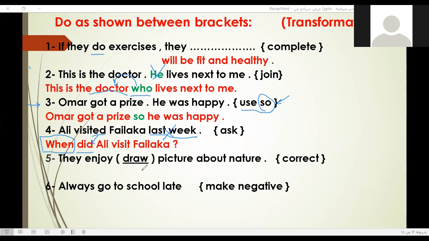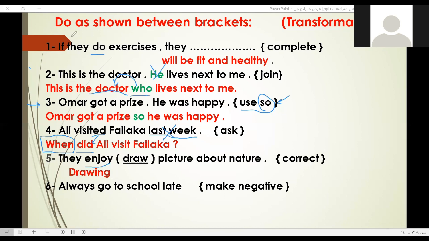Now, can you correct the word draw here? They enjoy draw picture. So what should you do with the draw? We should add ing. Why? Because when you say they enjoy draw, it's not going to work, because it's like the present. So simply, because we have enjoy before it, when you see enjoy, like, or prefer, you add ing to the verb.